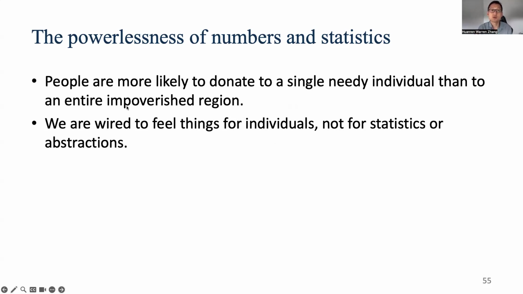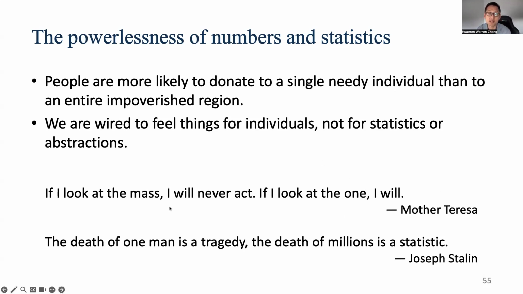People are more likely to donate to a single needy individual than to an entire impoverished region, right? Like the example of Rokia. And we are wired to feel things for individuals, not for statistics or abstraction. Many people know this fact. Mother Teresa mentioned that if I look at the mass, I will never act. If I look at one, I will. Joseph Stalin even said, the death of one man is a tragedy, the death of millions is a statistic. Because when the number is large enough, we lose our sensitiveness to those numbers. So that's why emotional appeal is much stronger.